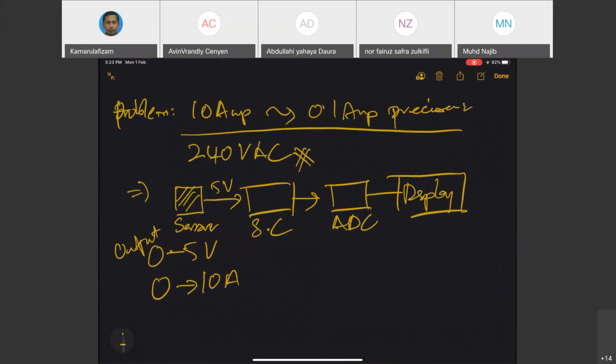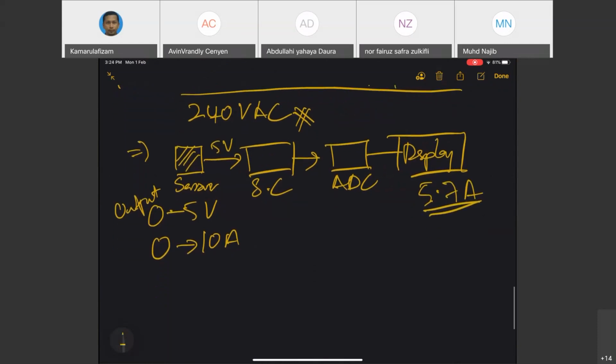Okay. What shall we do next? Anybody? We want to make sure that we can display, for example, 5.7 amps. All right. I want to get this kind of reading at the end of the display. All right. What should we do? What should we do next? Anyone? We select the signal conditioner.